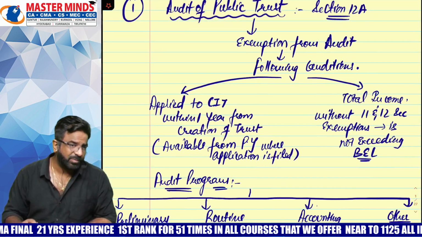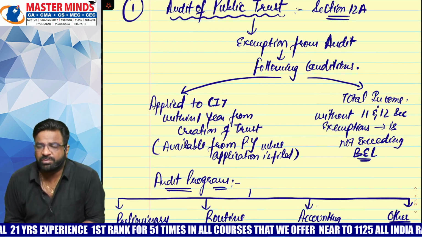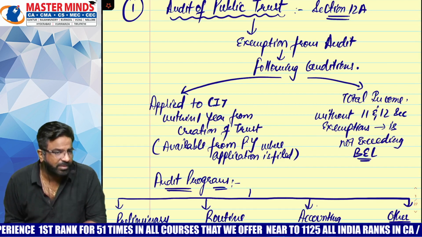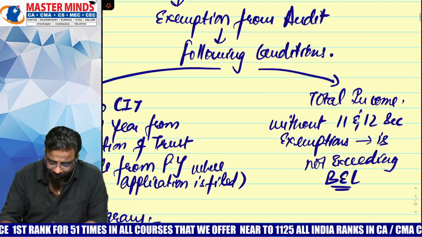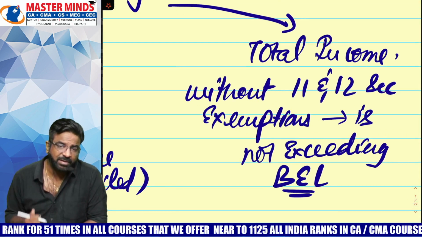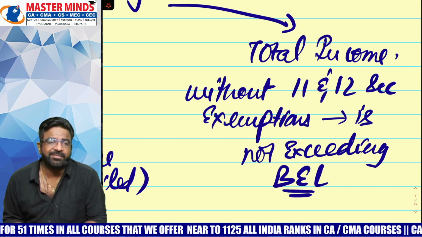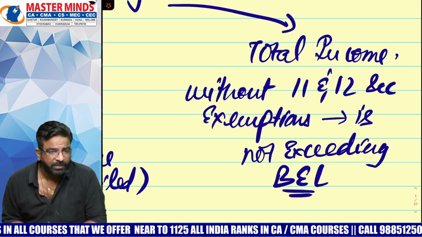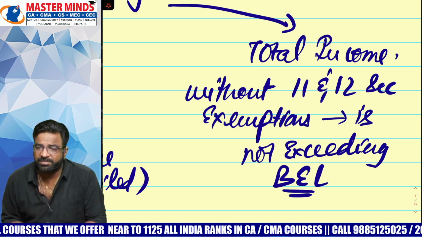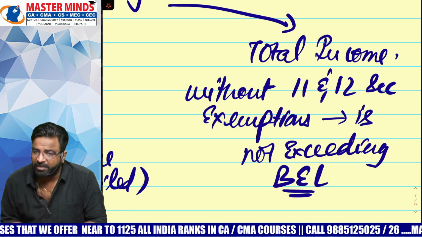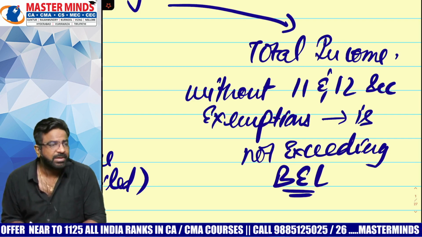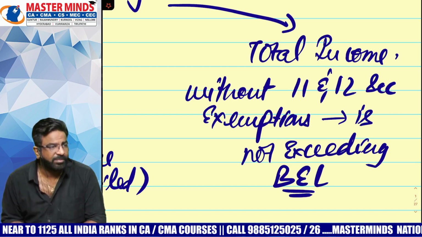तो अगर Commissioner of Income Tax has given you the permission and given you the exemption, then you will not get audited. Second thing, if your total income without considering the income of your investments under 11 and 12 is less than your basic exemption limit, then also audit is not required. Or second thing, you have been granted permission by the Commissioner of Income Tax. You have made an application.